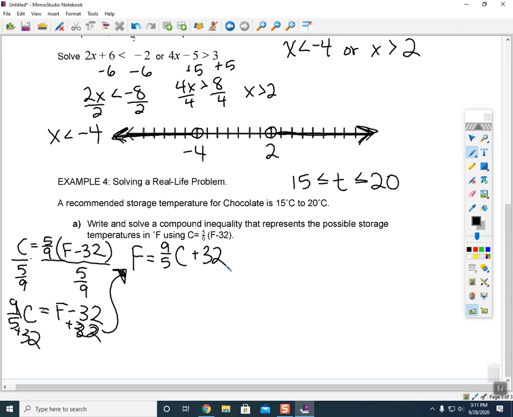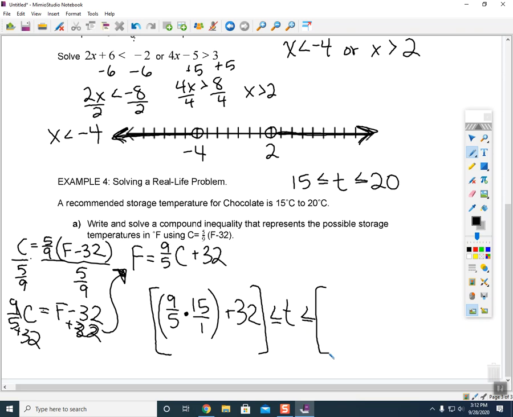Now, all I need to do is plug it in. So, I'm going to use my brackets here. I've got 9/5 times 15, and I'm going to take that plus 32, and I know that needs to be less than or equal to my temperature, which needs to be less than or equal to, same thing over here, 9/5 times 20 plus 32.